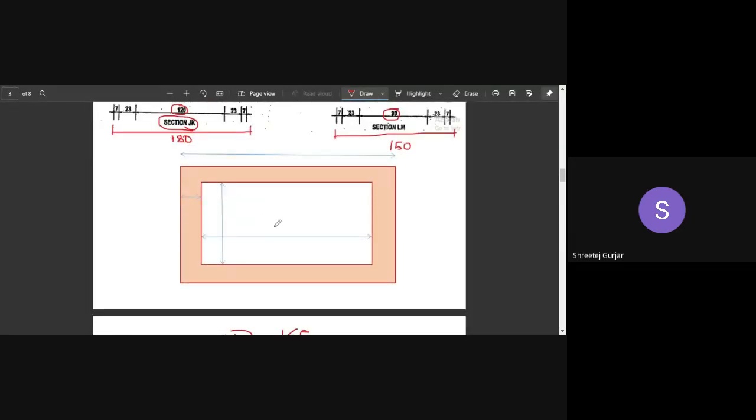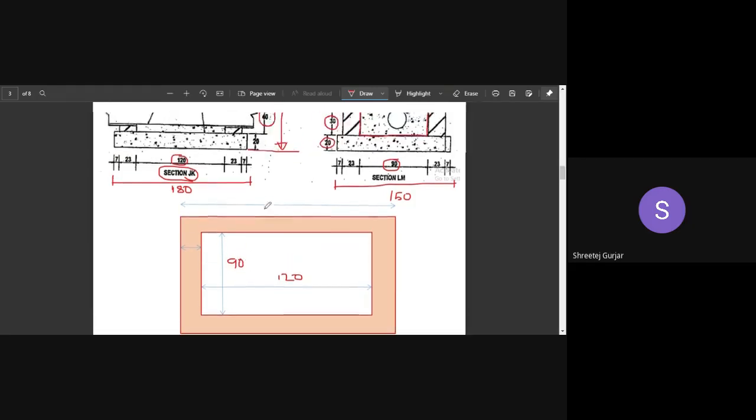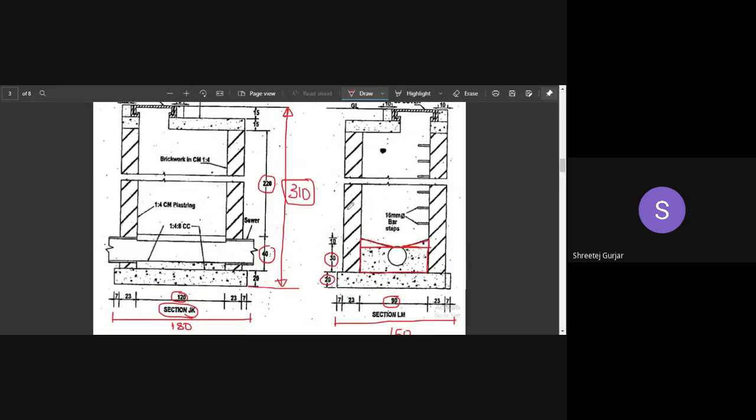Okay, so the in to in distance, this is your in to in distance, which is 120, right? And then this is your 90. Okay. So what about the height? Height is 220, right? 220 is the height which we need to plaster into in.